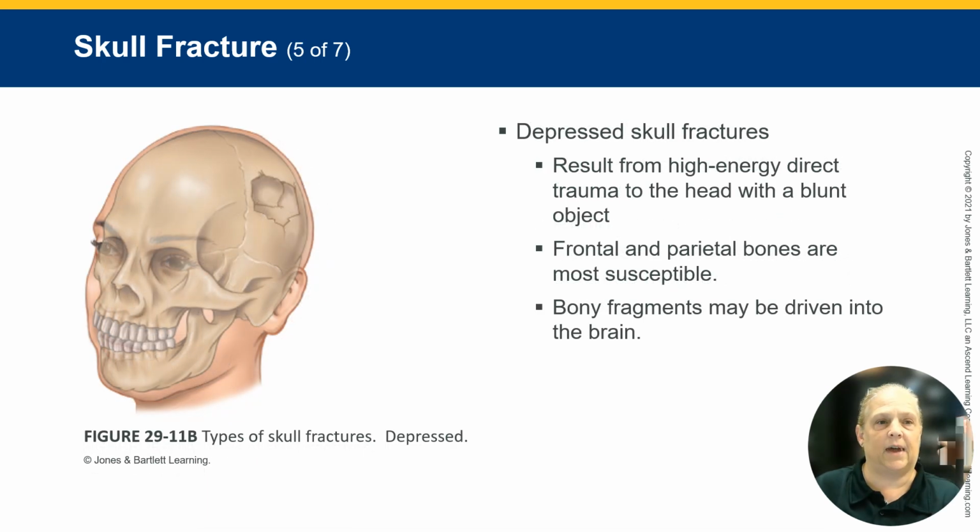Then we have our depressed skull fractures. That's going to be a high energy direct trauma to the head. Usually it's going to be a blunt object, baseball bat, hammer, tire iron. Something is going to strike the patient in the head, causing that depressed skull fracture. Your frontal and parietal bones are the most common ones to have this type of fracture. One of the biggest concerns with this, and the reason that you're not going to put pressure on this, is because the skull fragments can actually be driven into the brain, causing further injury.